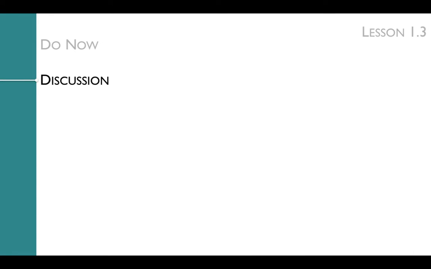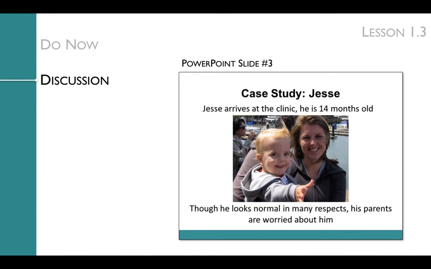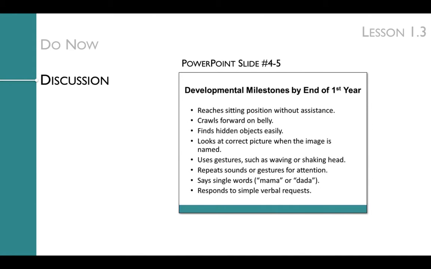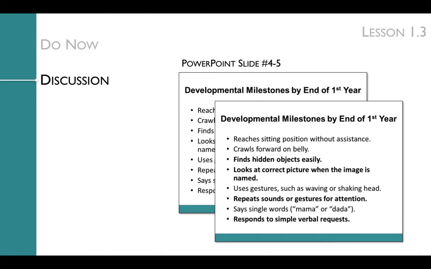So what's Jessie's story? The discussion starts with you introducing your students to him and the fact that his parents bring him into the clinic because they're worried about his development. The class then discusses developmental milestones that most kids meet by the end of their first year. These are outlined on slide number 4, and you reveal to the students those milestones that are abnormal in Jessie's case. Those are in bold on slide number 5.